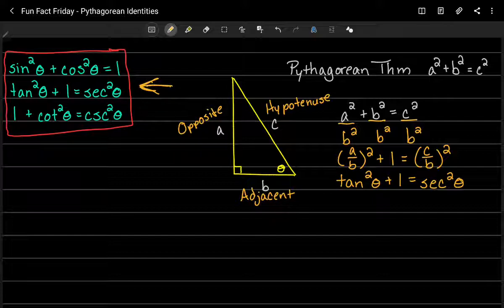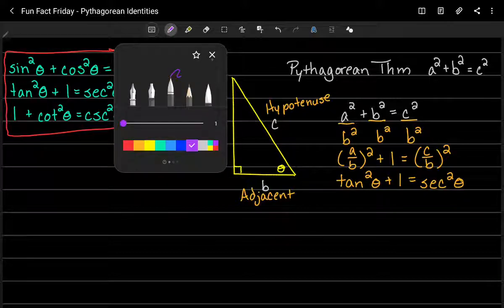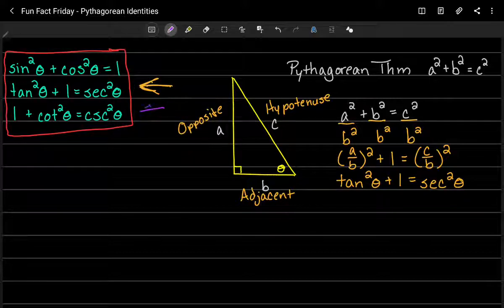So you can see dividing by b squared gave me my second Pythagorean identity. Now you may be able to guess, to get the third Pythagorean identity, you would need to divide by a squared. I can leave that as an exercise for you to play with. Math is more fun when you play with the math yourself. So divide through by a squared in that Pythagorean theorem, and you will get that third Pythagorean identity. So there you go. That is why these three trig identities are known as Pythagorean identities. They all come from the Pythagorean theorem.